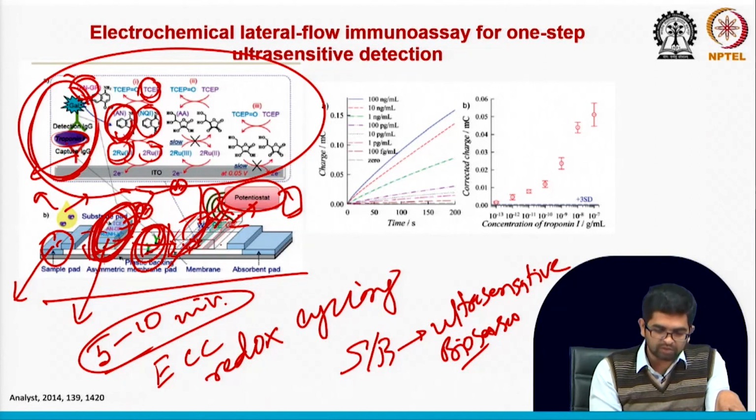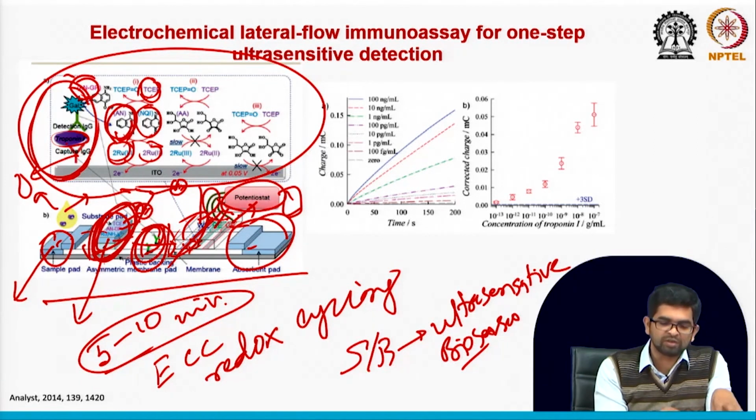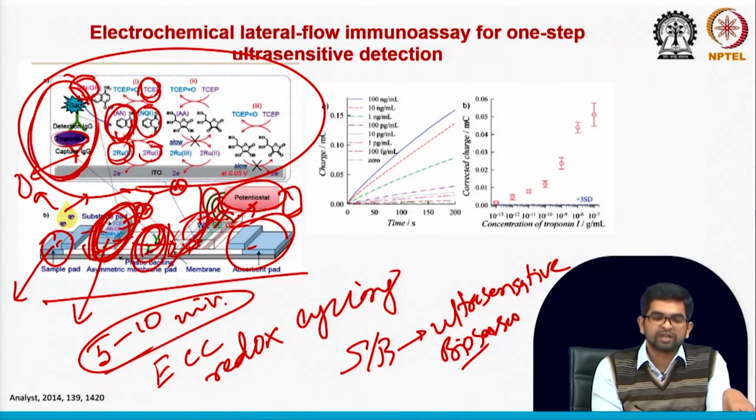The excess ruthenium and other excess reagent will go to the absorbent pad. Also, you can use a little amount of buffer if you want to wash out all the excess reagent that can cause background current. If the background current increases, you can optimize how much buffer you want. So you do not need an extra washing step; you are just dropping the sample, waiting for some time, and getting the data.